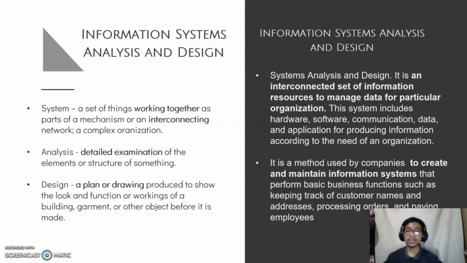So for the full definition of information system analysis and design, it is an interconnected set of information resources to manage data for a particular organization. The system includes hardware, software, communication, data, and application for producing information according to the need of an organization. It is a method used by a company to create and maintain information systems that perform basic business functions such as keeping track of customer names and addresses, processing orders, and paying employees.